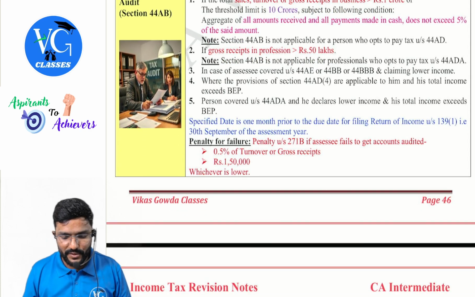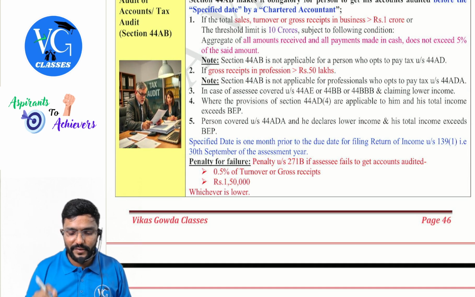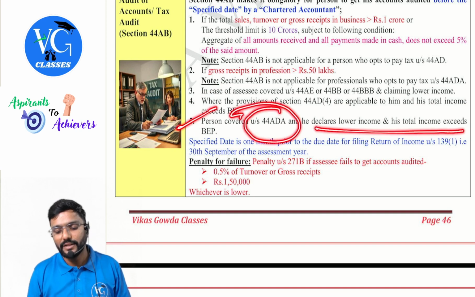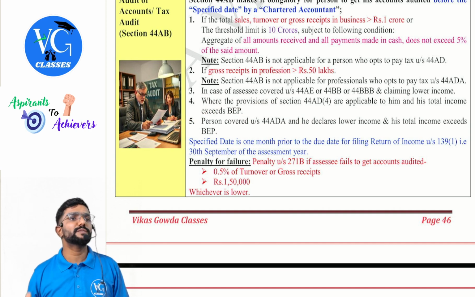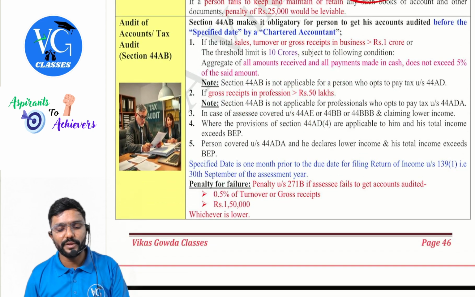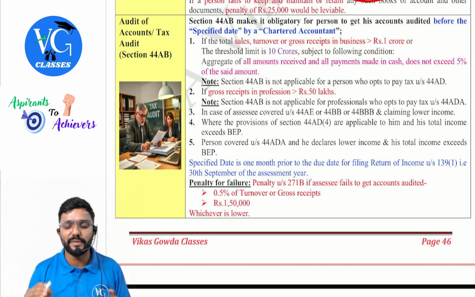Here also same story, guys. Under 44AB, third point. In case of an assessee covered under section 44AE, BB or BBB and claiming income lower than that. Whereas if the assessee is covered under 44AD(4), then if his total income is more than the basic exemption limit, get it audited. Then a person covered under section 44ADA declares his income lower than presumptive income and his total income is more than the basic exemption limit, then maintain books and also get it audited. Clear? And I hope you understood these limits. Guys, the actual limit is 1 crore here, but it is increased to 10 crore depending upon some receipts.